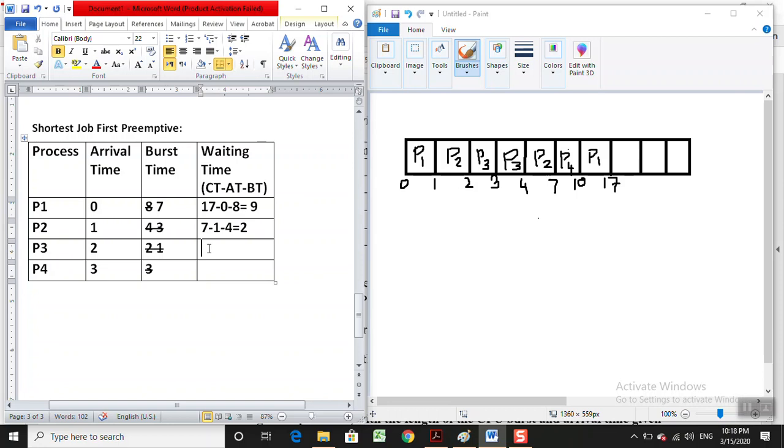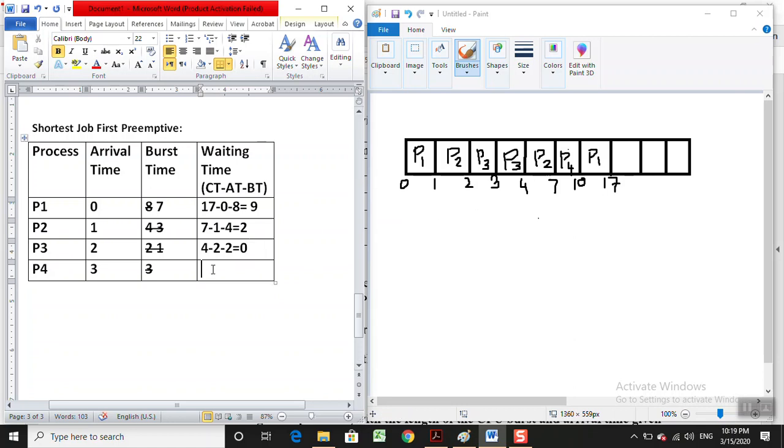When P3 finished, it finished at 4, minus it arrived at 2, and the burst time is also 2. So it's going to be 4 minus 2, and 2 minus 2, it is 0. So that means P3 did not wait for any time here. As soon as it was scheduled, it continued its job until 4. So there is no waiting time for P3.